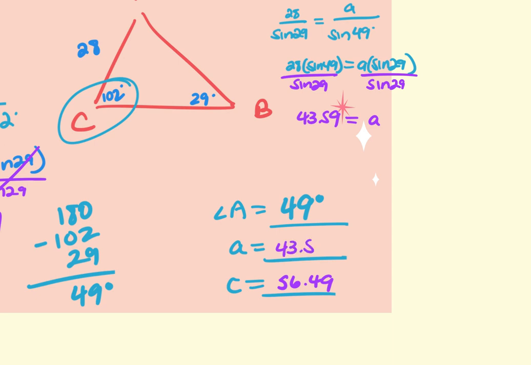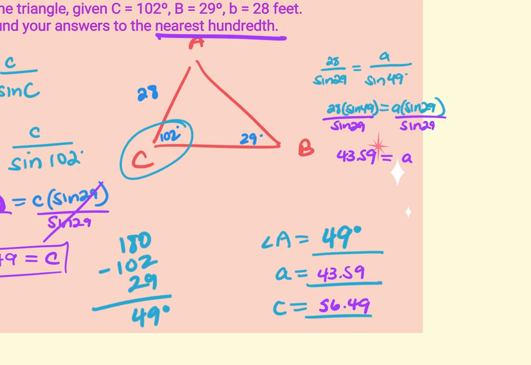Sophia? How did you find the angle? Yeah. I added these two and subtracted it from 180. So if you get two of the angles, you can just subtract them from 180.